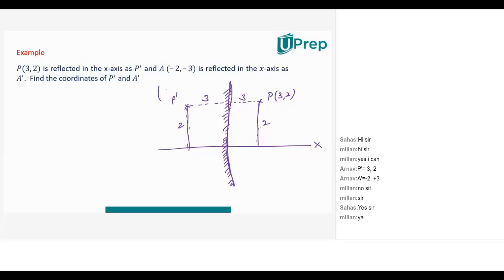(-3, 2). Should be (-3, 2). Now what do you observe here? Abscissa changes the sign. Previously it was 3, now it became -3. What happened to the ordinate? If I look at this line PP dash, this is a line which is parallel to my x-axis. So the ordinates of P and P dash should remain the same. Check it up, both of them have the same coordinate, 2 and 2. So with respect to the x-axis, abscissa is remaining same and ordinate is changing the sign.